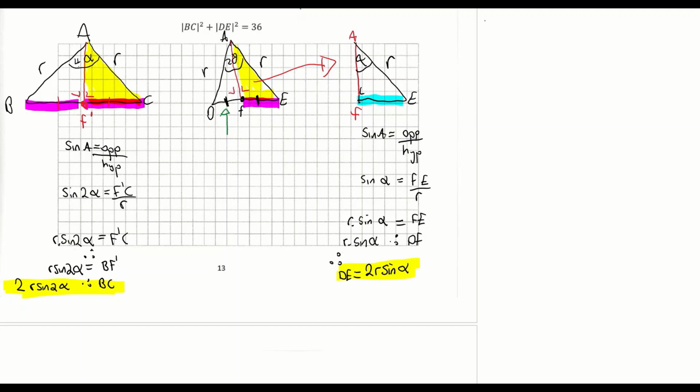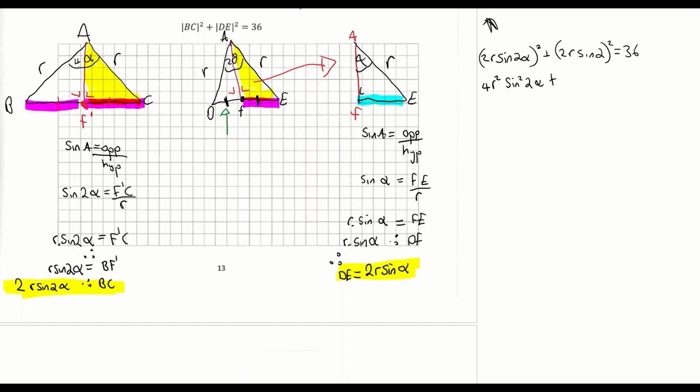So I'm just going to put it up here now. So I have (2r sin 2α)² plus (2r sin α)², and that equals 36. Now when I square them, 2 squared is 4, r squared is r squared, and (sin 2α)² is written as sin² 2α. So that's how we square a sine, a cos, or a tan.